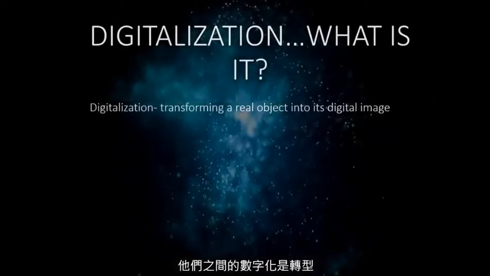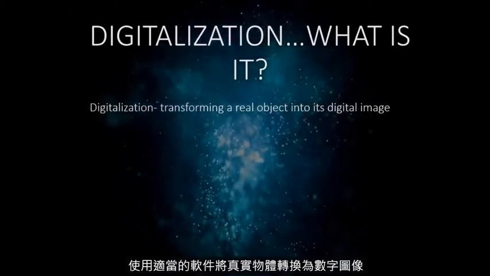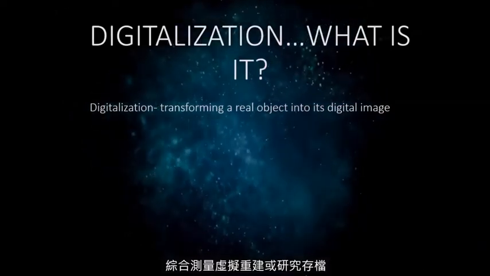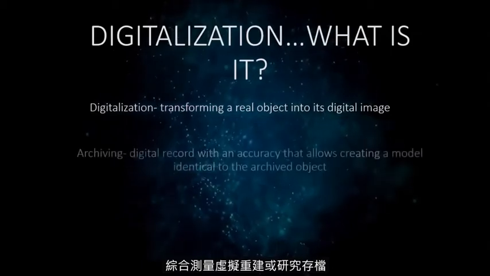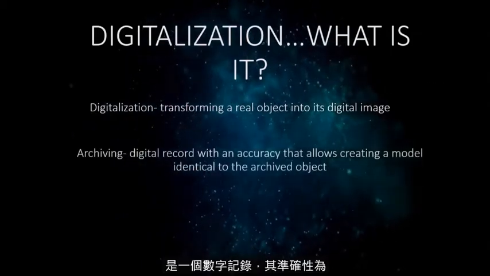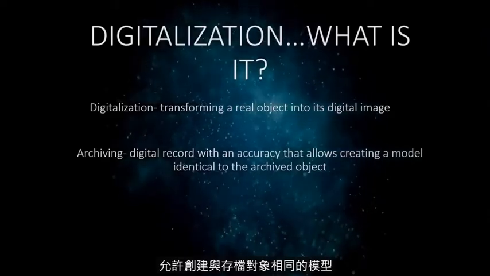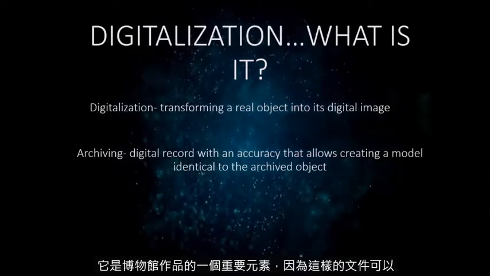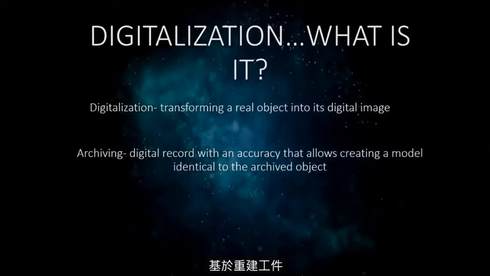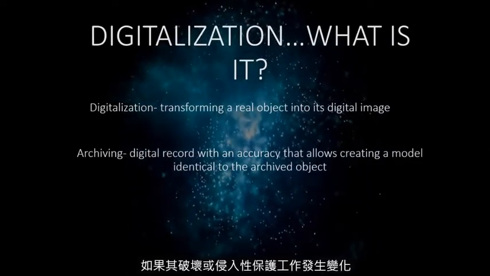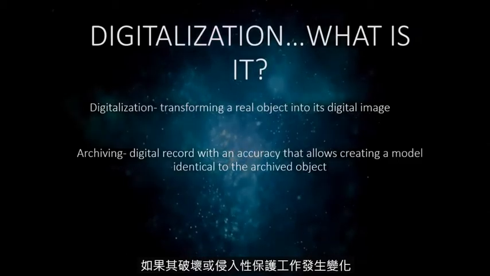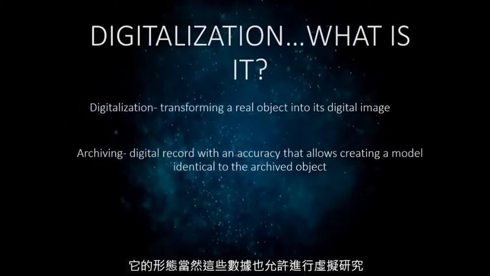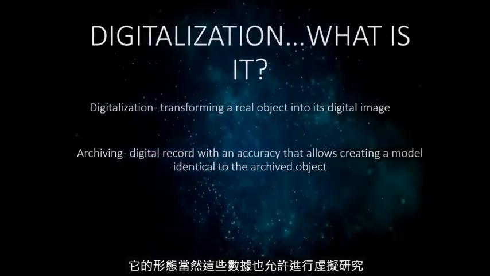Digitalization is the transformation of a real object into its digital image, which, using appropriate software, enables comprehensive measurements, virtual reconstruction, or research. Archiving is a digital record with an accuracy that allows creating a model identical to the archived object. It is an important element of museums' work because such documentation can be the base for the reconstruction of an artifact in case of its destruction or invasive conservation work that changes its morphology. Of course, such data also allows for virtual research.